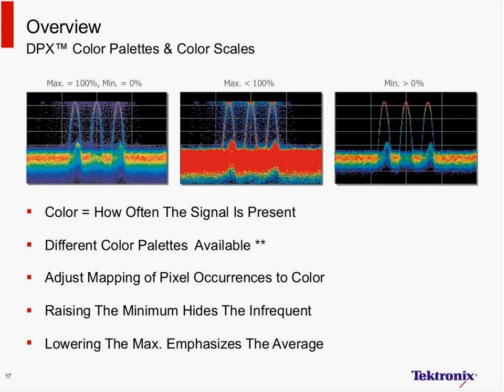When we think of real-time displays, we have the ability to adjust not only the color palette, but the persistence. This allows us to see into the signal with a lot more clarity versus a regular spectrum analyzer's max hold display. We have the ability to raise the minimum on the color scale, which allows us to hide infrequent signal. Or, if we wanted to, we could lower the max and emphasize the average that we're looking at. This is going to give us a lot more situational awareness on the span that we're actually looking at.